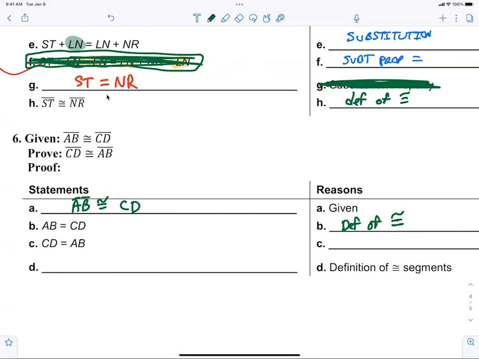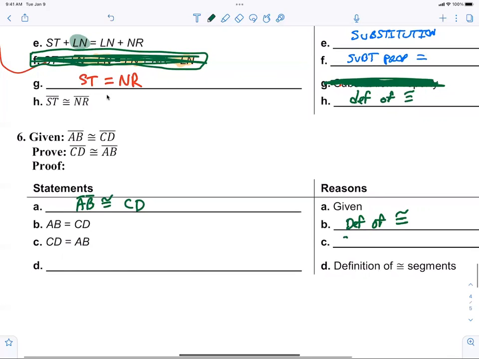Now, why is CD equal to AB? Yes, thank you very much, guys. I shouldn't have said it. Symmetric property of equality, not of congruence. And so now we can say that CD is congruent to AB by the definition of congruence. I just think that's easy and unnecessary, because it was common sense.